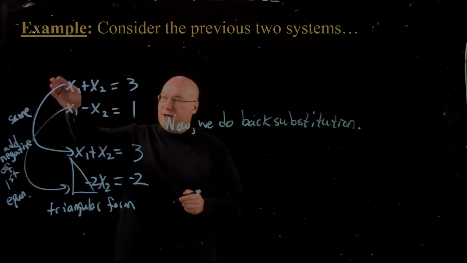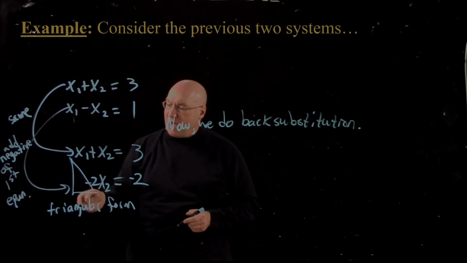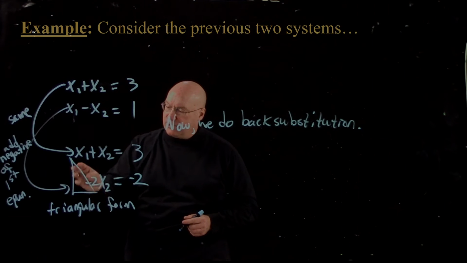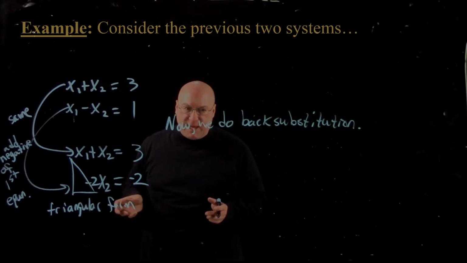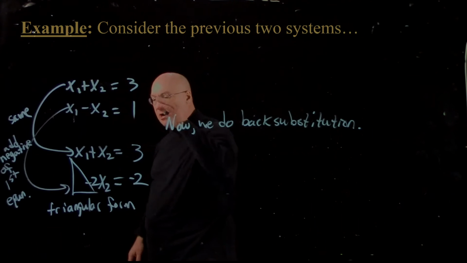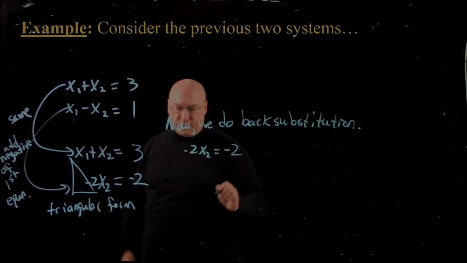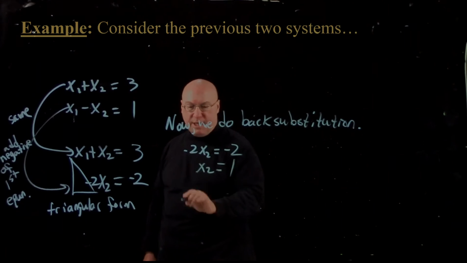All right, so in the case of two equations with two variables, getting it in triangular form means knocking out the first variable in the second equation so that I have an empty triangle right here. And now what does back substitution mean? It means start with that bottom equation and solve for the variable that's sitting there. So I divide by negative 2 and I get x2 equal 1.